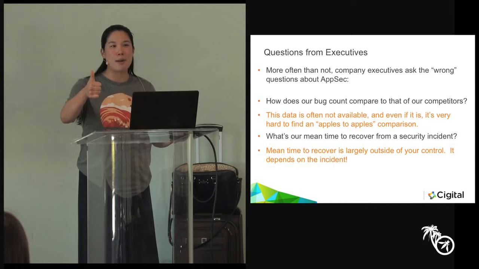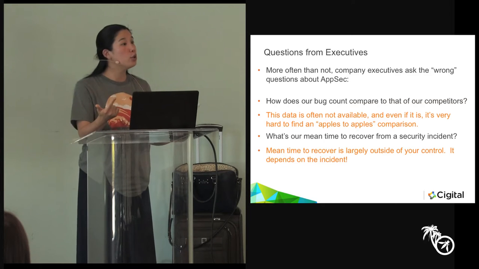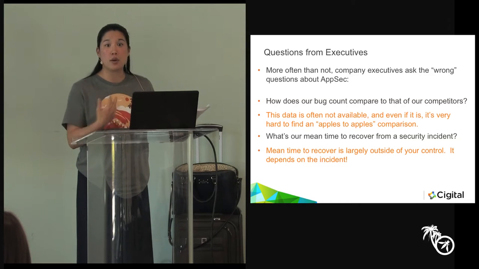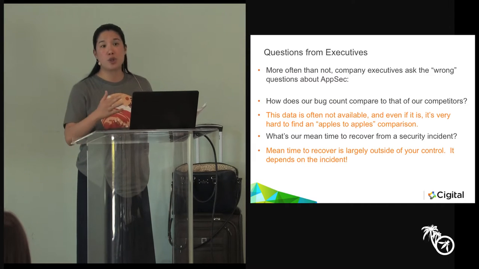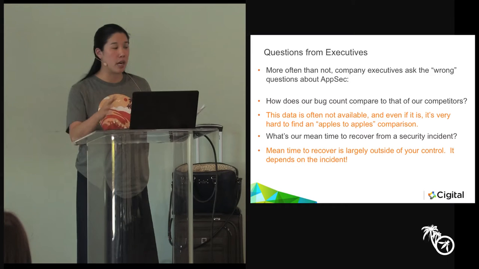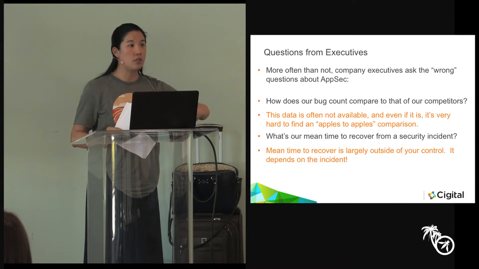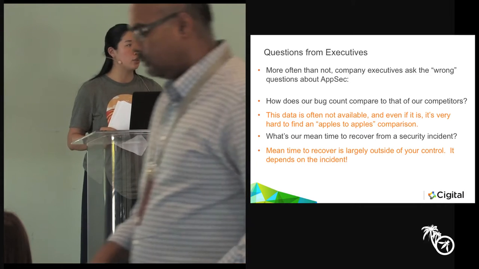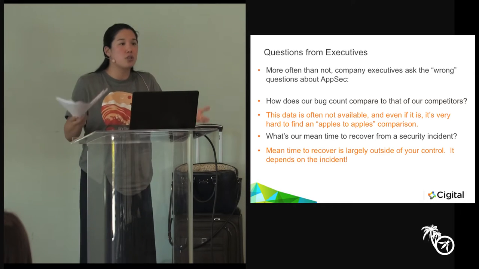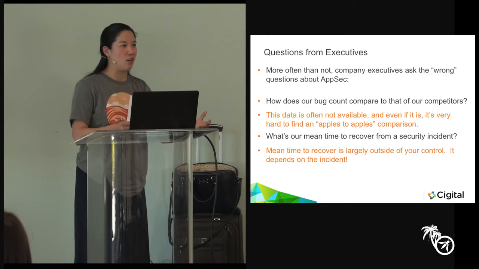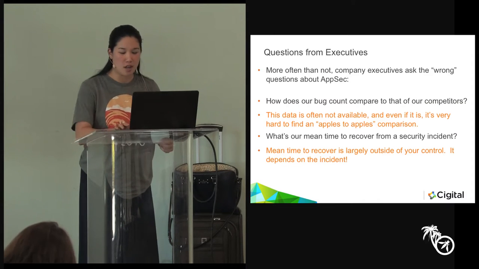Number one, our apps are probably different. Number two, our application security activities are probably very different. Maybe I have an extremely mature static analysis program that I apply to our entire code base, and my competitor does pen testing only on their critical applications once a year. There's no way to say our bug count, their bug count, anything useful.